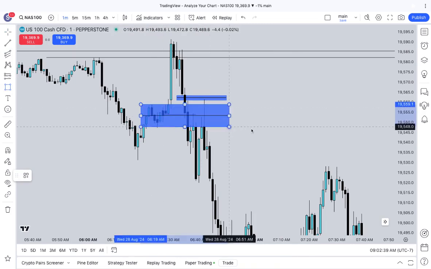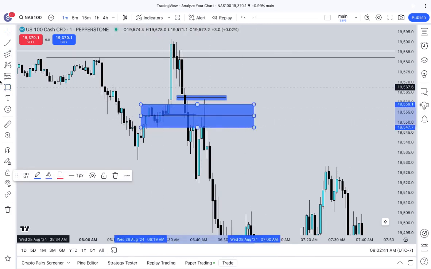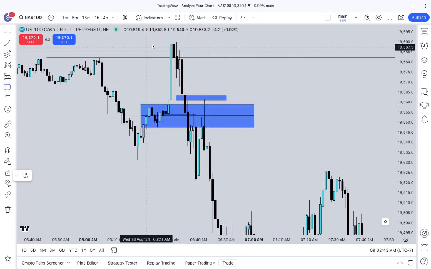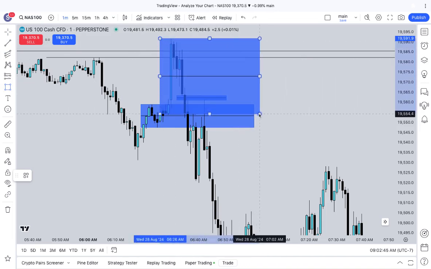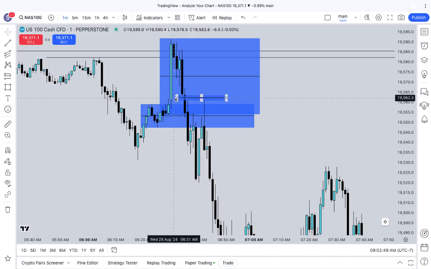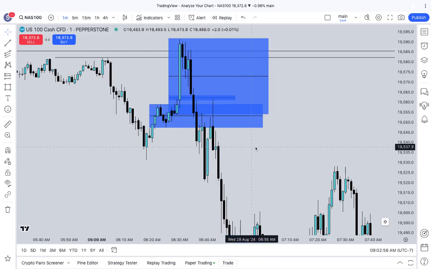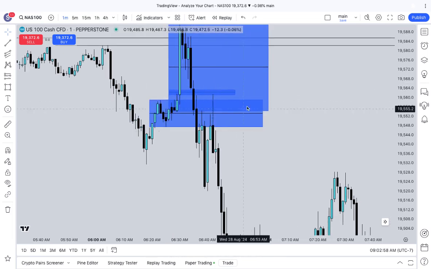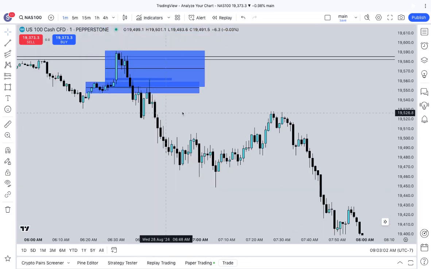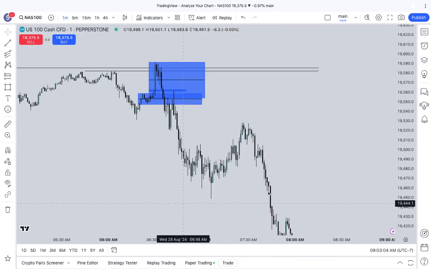So we have this breaker block right here. We have this whole entire up candle as an order block. And then we also have this as a fair value gap. So price did go into all of it and then respected it, went down. And that would be a perfect entry for you guys.